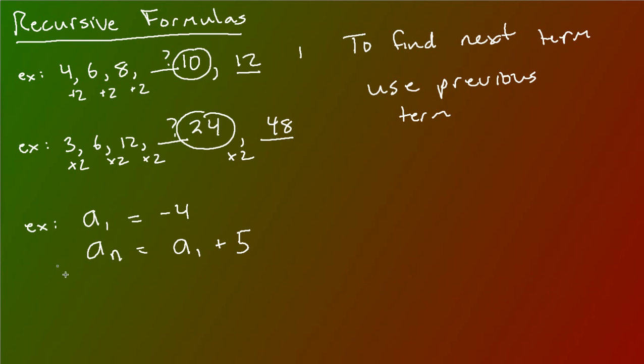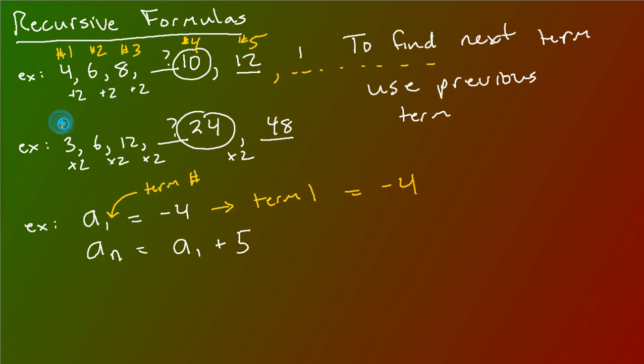So this A just tells me that I'm dealing with a sequence. So this little subscript here tells me the term number. And in this case, I'm being told that this is term 1, and that term 1 equals -4. So when I go back up to these, this would be term number 1, this is term number 2, this one's term number 3, and this 10 would be term number 4, and this 12 would be term number 5. And then this would just keep on going and going forever. And same thing here. This is term number 1, term number 2, and so on.